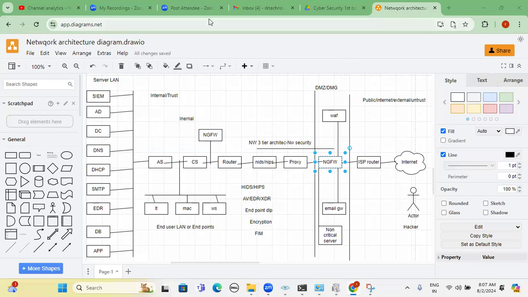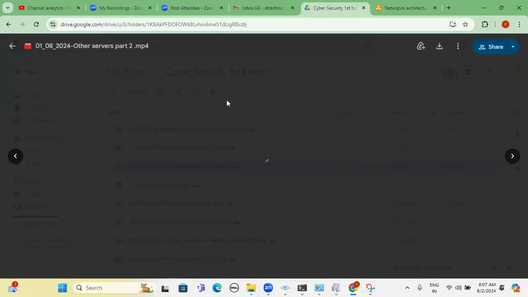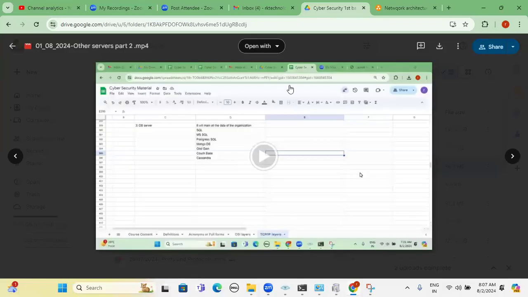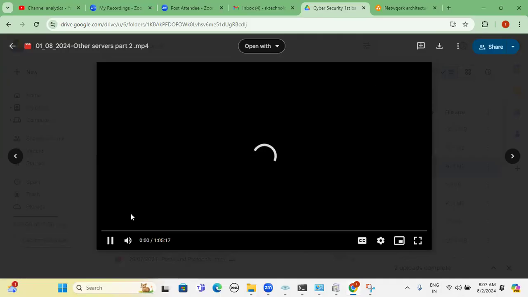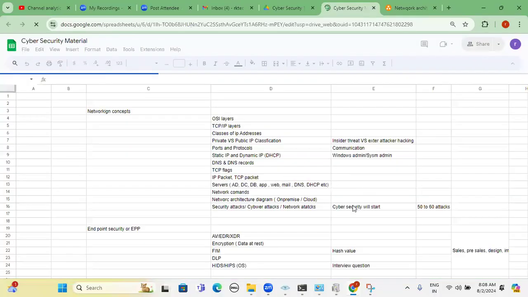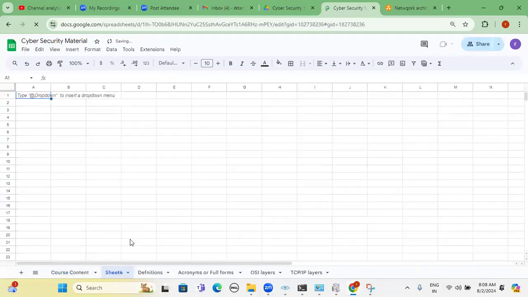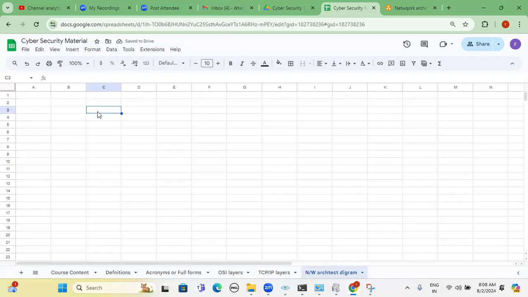So let's go and see. I will go back to our folder. For this one, I'll create a new page. Then I'll move it here. So I'm giving it the title network architecture diagram. So first one is, what is meant by network architecture diagram?